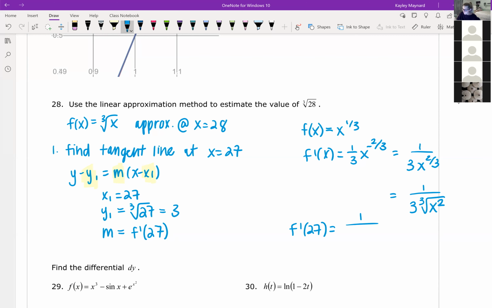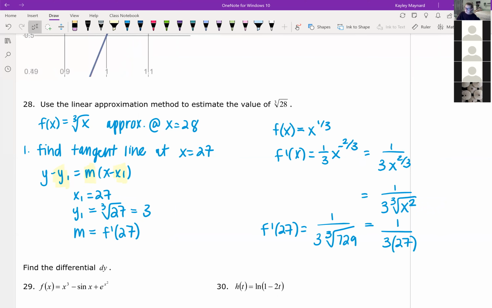Anyways, so f prime of 27 is 1 over 3 times the cube root of x squared, which is 27 squared. Okay, 27 squared is 729. And if you do some simplification, this is 3, and the cube root of 729 is 27. Yay. So this ends up being, hold on. What did I do wrong here?